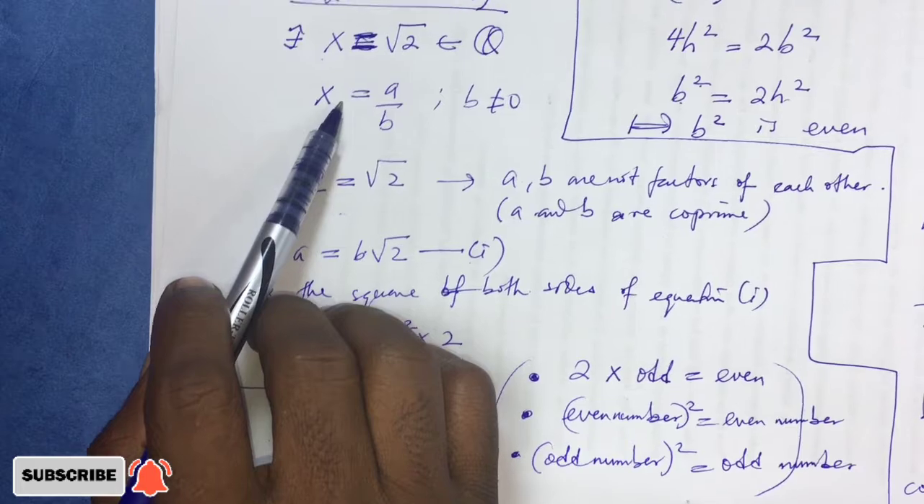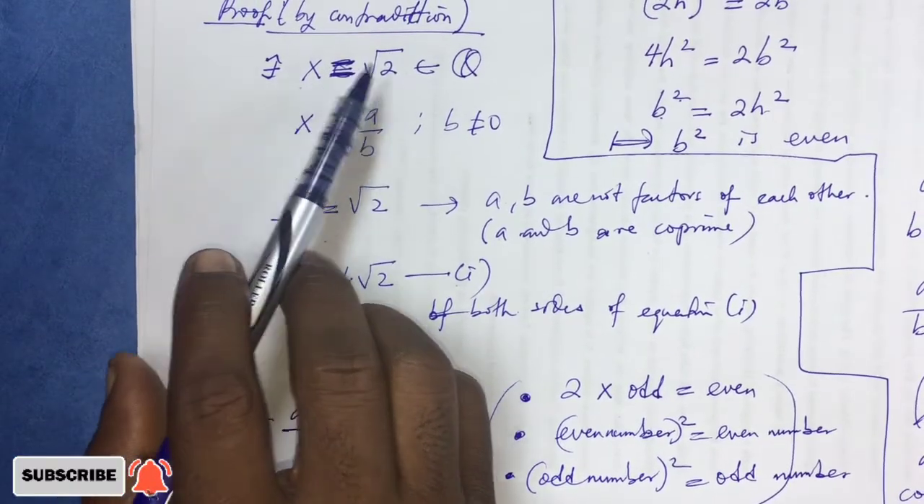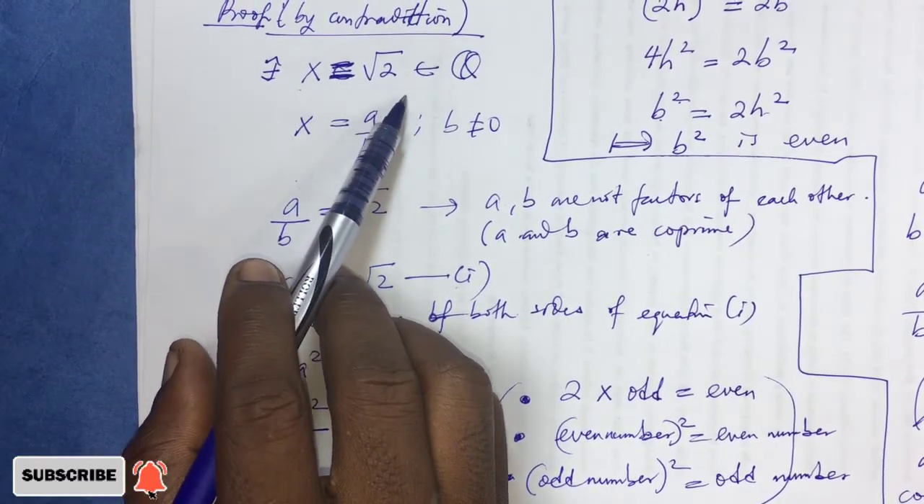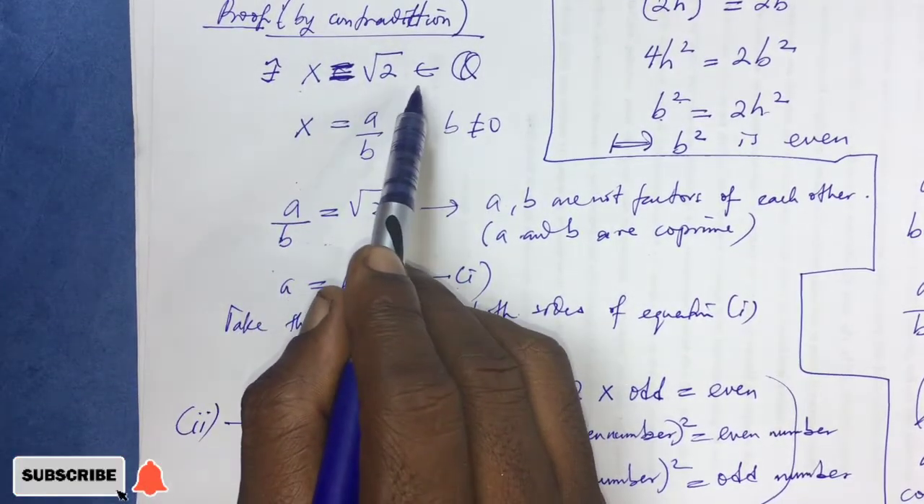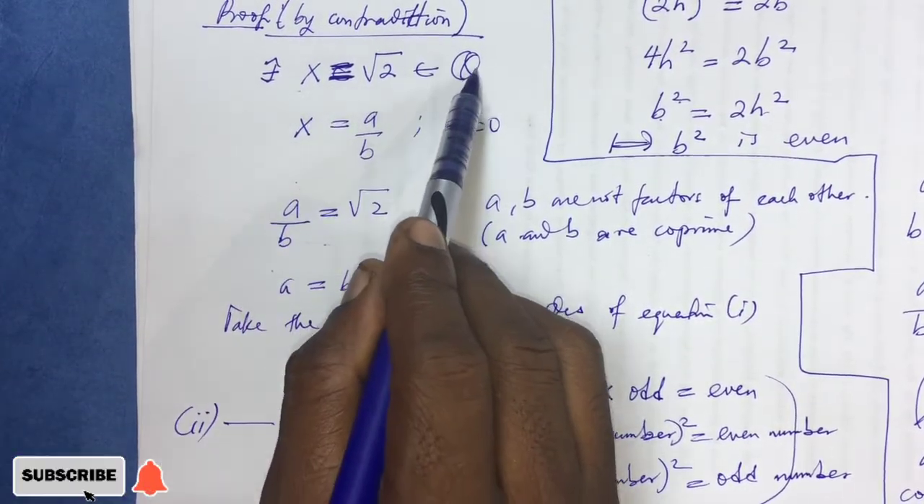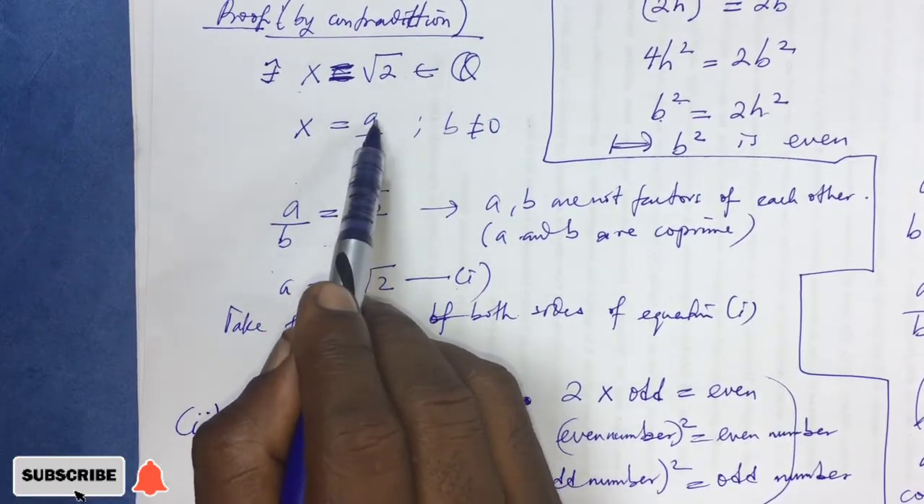So the proof started with showing that x is equal to square root of 2. And take note, if a number such as square root of 2 is x and a member of the rational number system, it means it can be expressed as a over b.